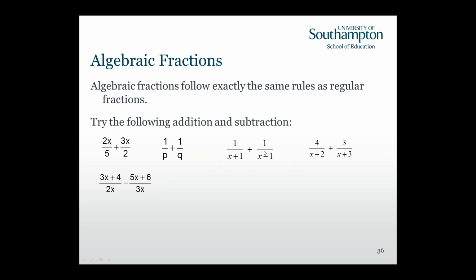Often those two do overlap, but in general you're just going to be multiplying them together. So I'll do this one with you. The common denominator is going to be x plus 1 times x minus 1. So in order to get that, I need to have multiplied this one by x minus 1.